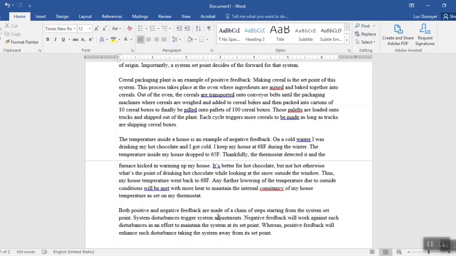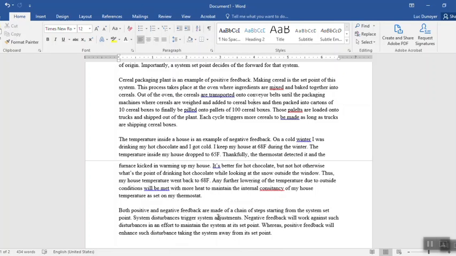Both positive and negative feedback are made of chain of steps, starting from the system set point, system disturbances, the trigger system adjustments. Negative feedback will work against such disturbances in an effort to maintain the system at its set point, whereas positive feedback will enhance such disturbance, taking the system away from its set point. Just reading it out loud, typos are screaming at me to be corrected, grammar is wrong.